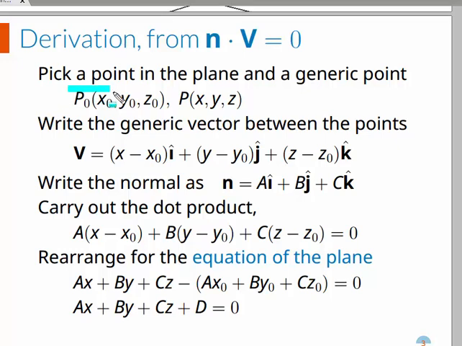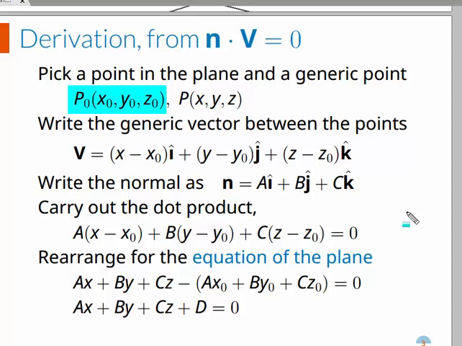So we're starting here with the generic point. I'm sorry, this is a point in the plane. And now we say there's some other x, y, and z. In general, it doesn't even have to be in the plane. This is just a generic point. Then we need to write the equation for the generic vector between those points.